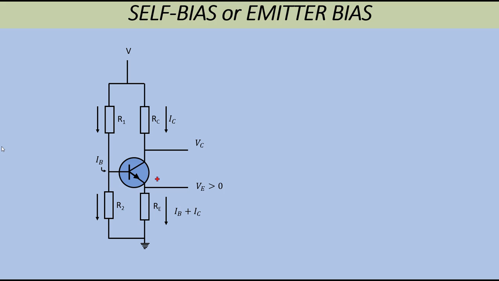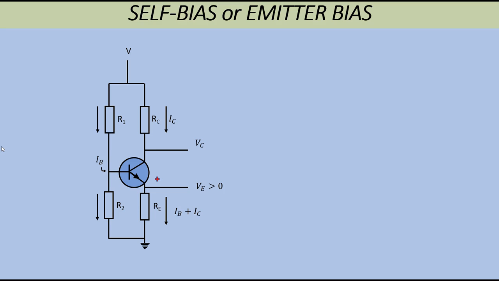So you can see the way this circuit is working. It's working to create a self-biasing or emitter-biasing arrangement, and that makes this biasing arrangement much more popular for small signal transistor amplifier circuits than the biasing arrangement that we looked at in the previous video.